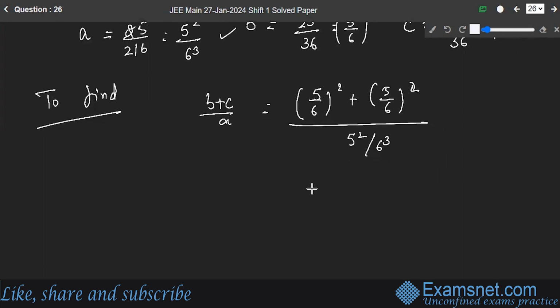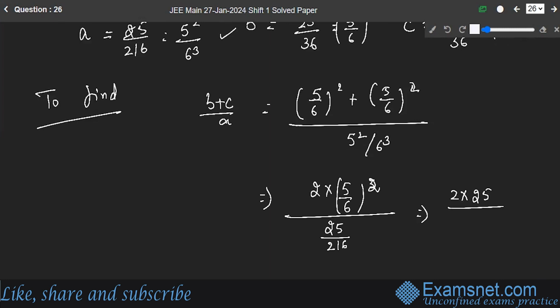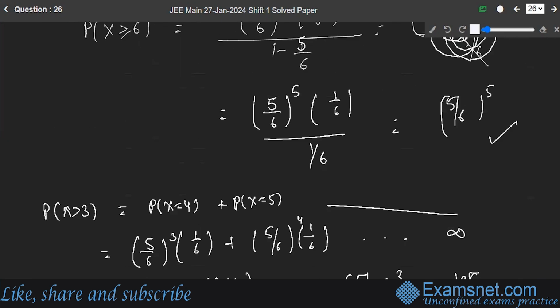Okay, this gives me 2 into 5 by 6 raised to power 2 divided by 25 upon 216. Or this will be 2 into 25 upon 36 multiply 25 into this. So they will cancel. This was 6 raised to power 2 and this is 6 raised to power 3, right? So this will be at 6. So this comes out to be 12. That's it. You have 12 as the answer.